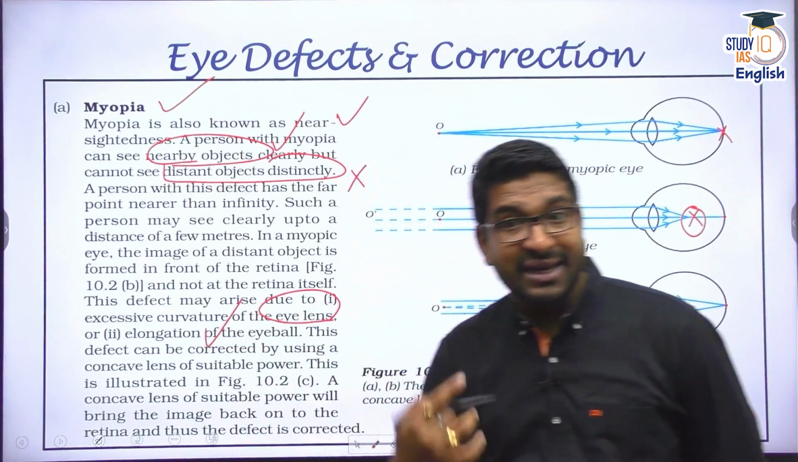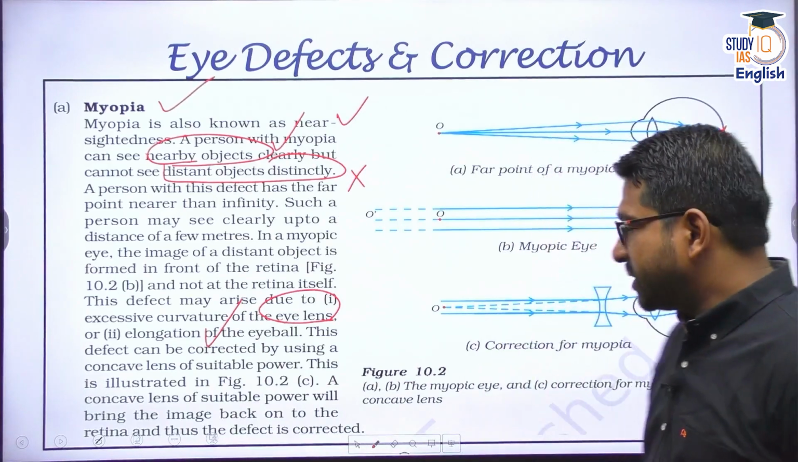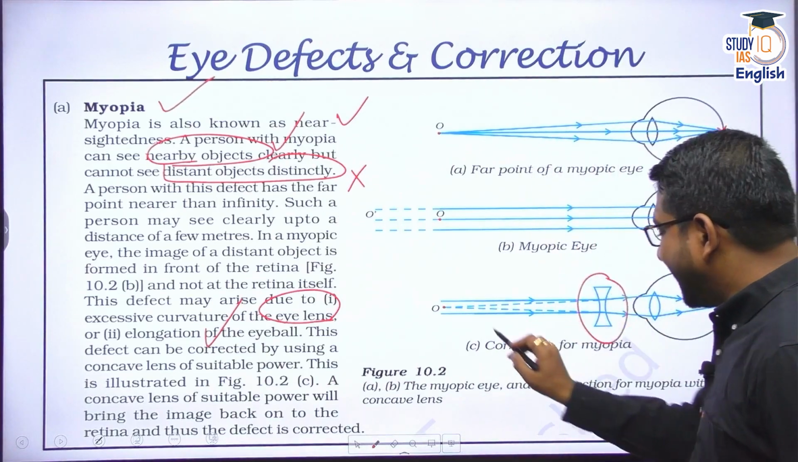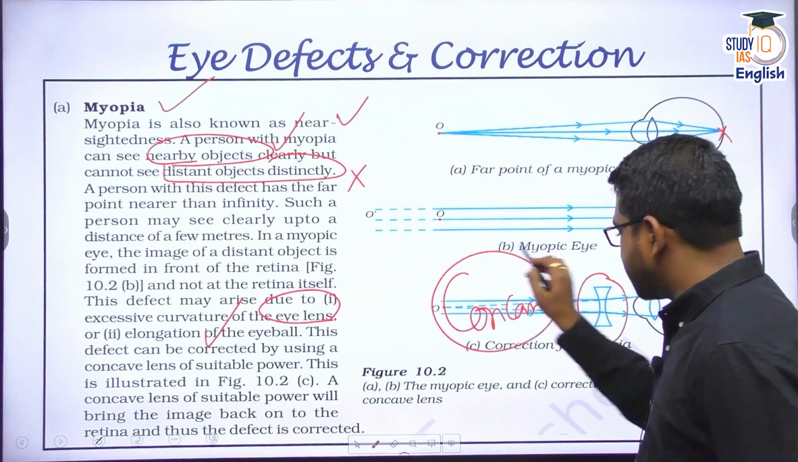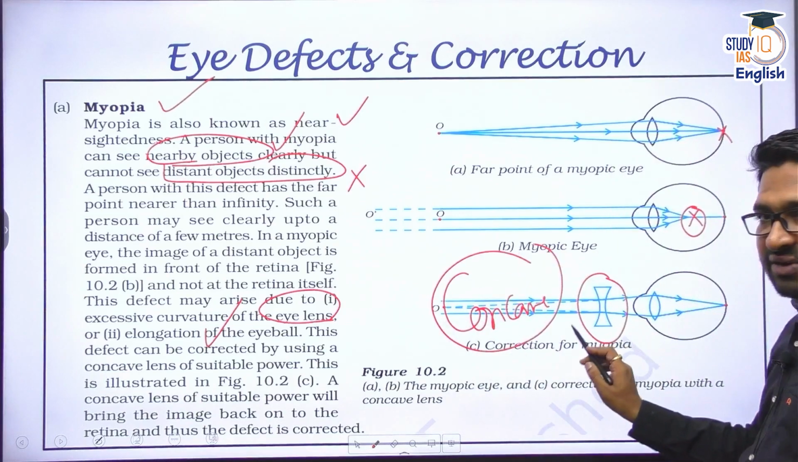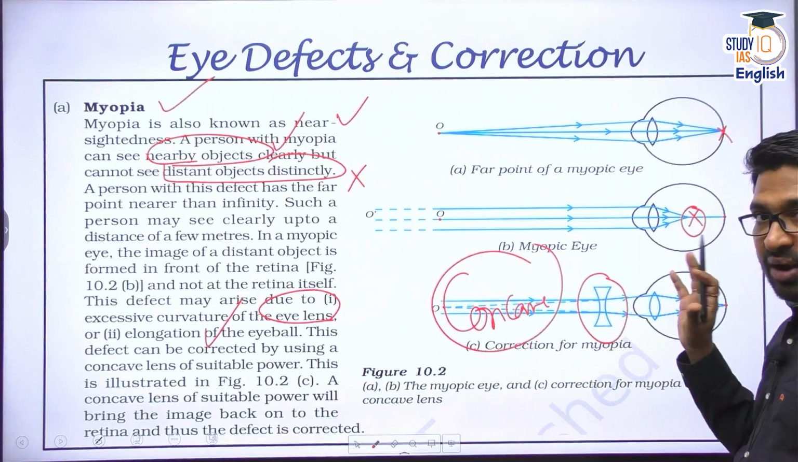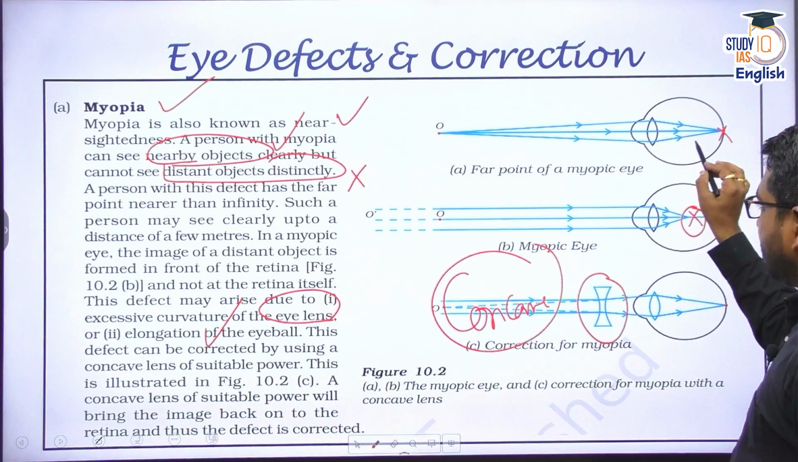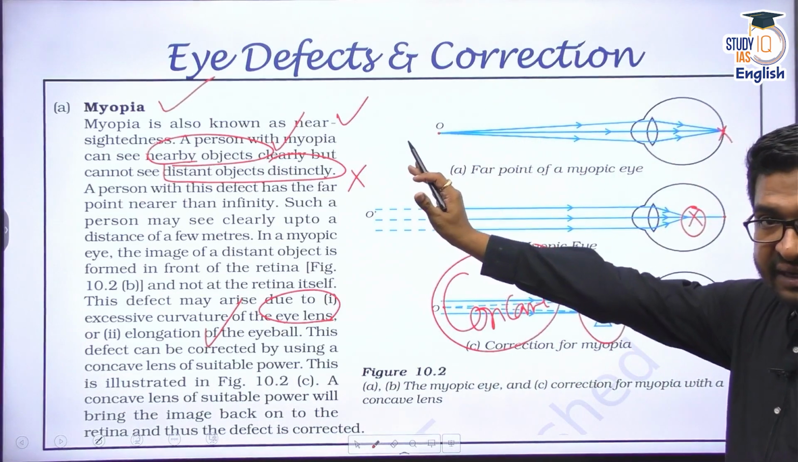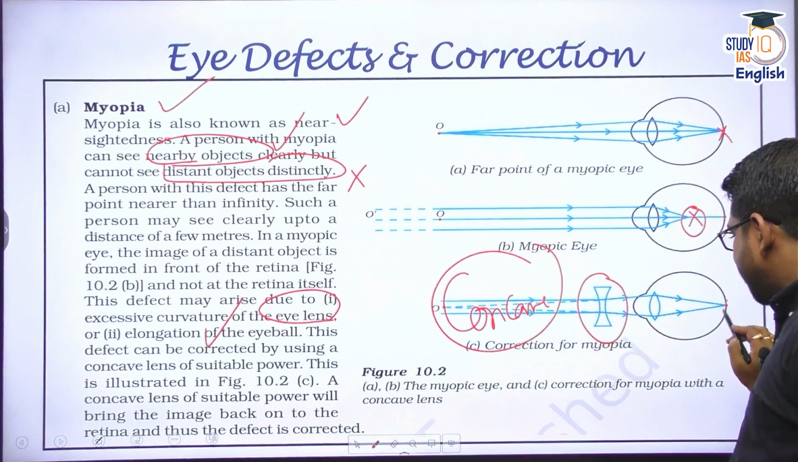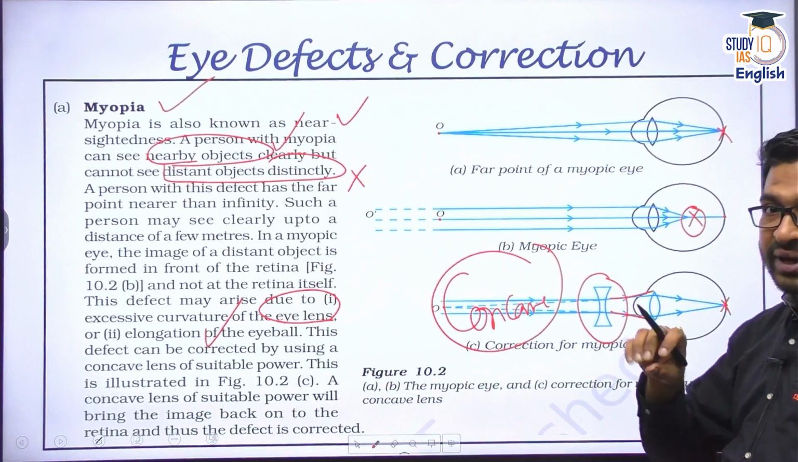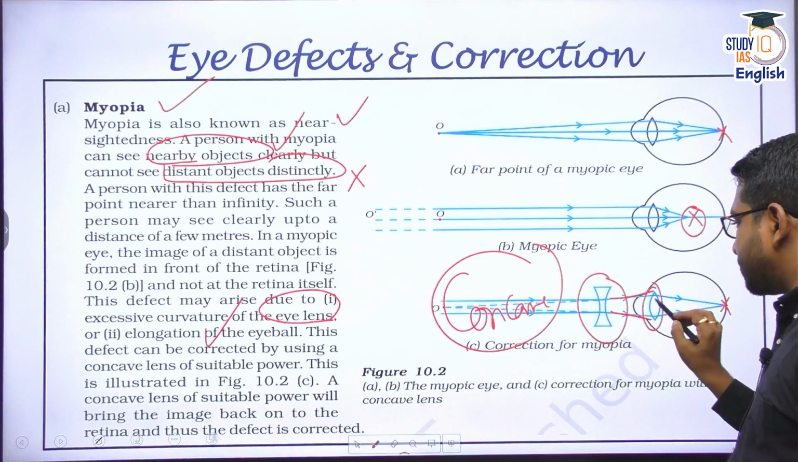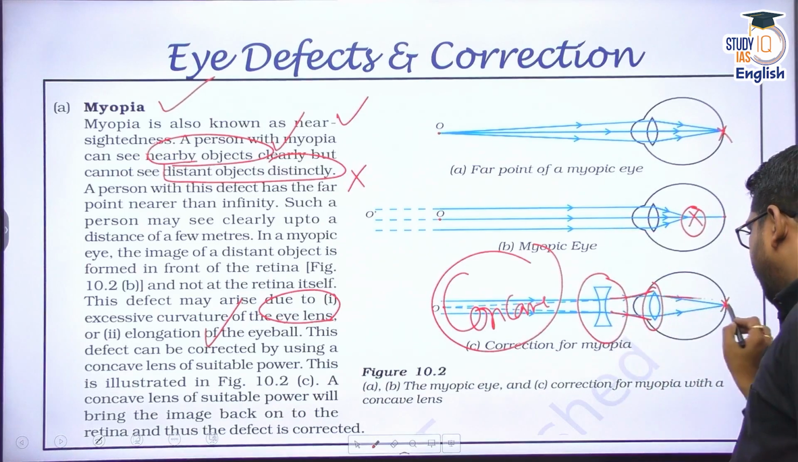Now in such a case, what can you do? You can simply use a concave lens. Why? If I use a concave lens, my understanding is the image is being formed in front of the retina. I want to make sure that it is formed exactly at the retina. That means I have to expand the light and focus it onto my natural lens properly, so that the image is formed here.